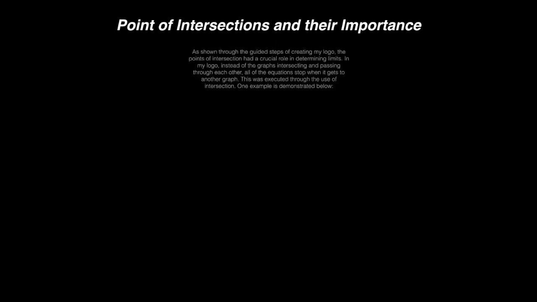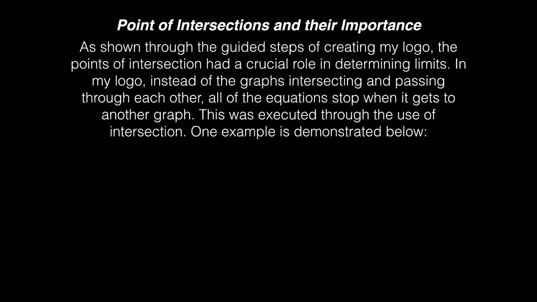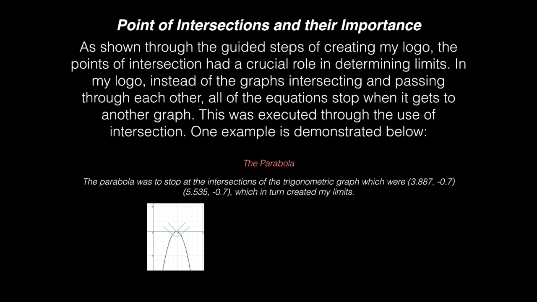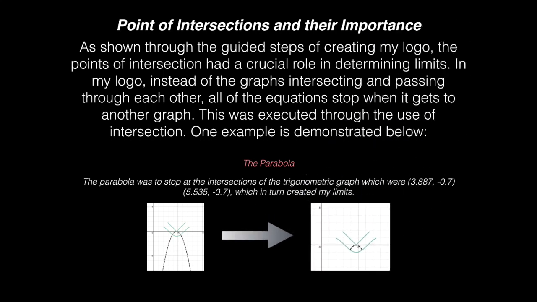Points of intersections and their importance. As shown through the guided steps of creating my logo, the points of intersection had a crucial role in determining limits. In my logo, instead of the graphs intersecting and passing through each other, they all stopped when they got to another graph. This was executed through the use of intersections. One example is demonstrated below. The parabola was to stop at intersections of the trigonometric graph, which were these values, which in turn created my limits. The equation is shown on the screen.